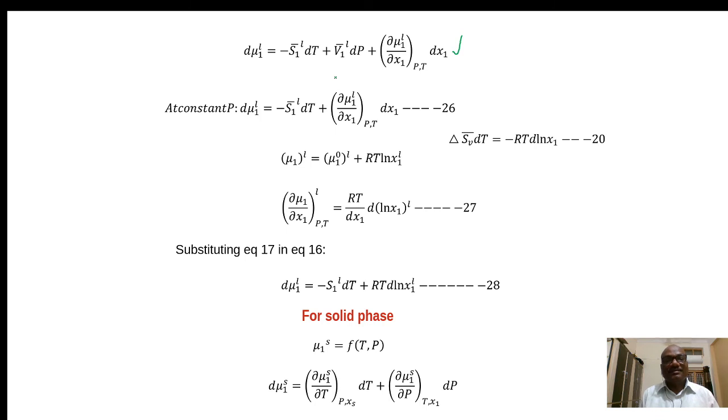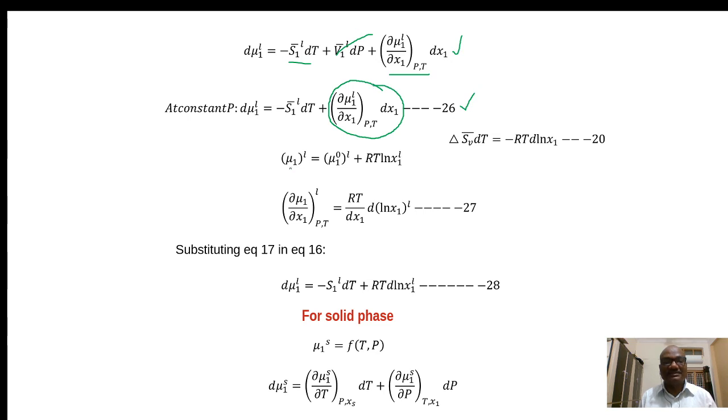But at constant pressure, the middle term becomes 0 because dP becomes 0. Only the two remaining terms are written here. In equation 26, you can see only the first and last terms are there. The middle term vanished because dP is 0 at constant pressure. So we have to evaluate this value.